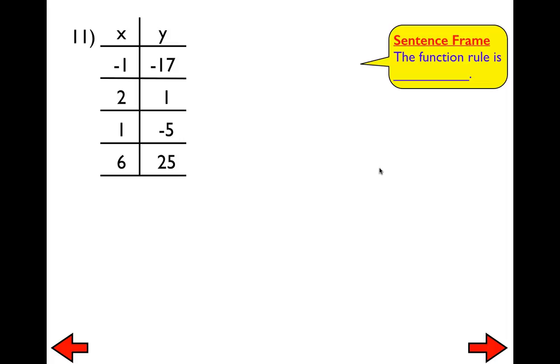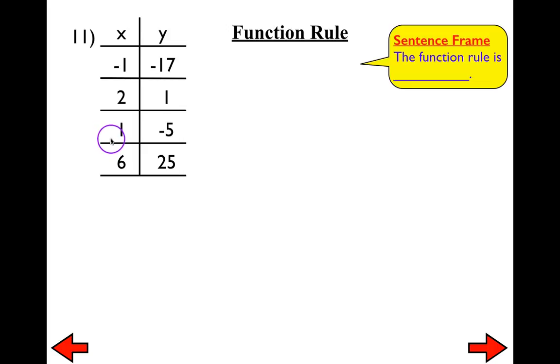Okay, for the last problem here, I'm trying to figure out the function rule. So I'm trying to figure out what am I doing to -1 to give me -17. Let's see, I could subtract 16. But notice 2 minus 16 is not going to give me 1, so that doesn't really work. What else could I do? How can I get from 2 to 1? I can multiply by 2, subtract 3, but would that work here? No. So this one, you can kind of see it is a little bit difficult to figure out.